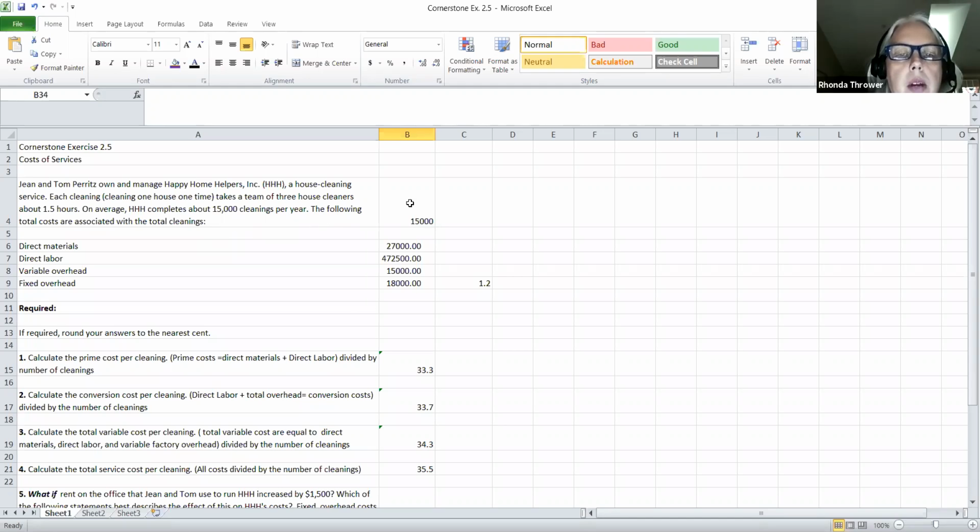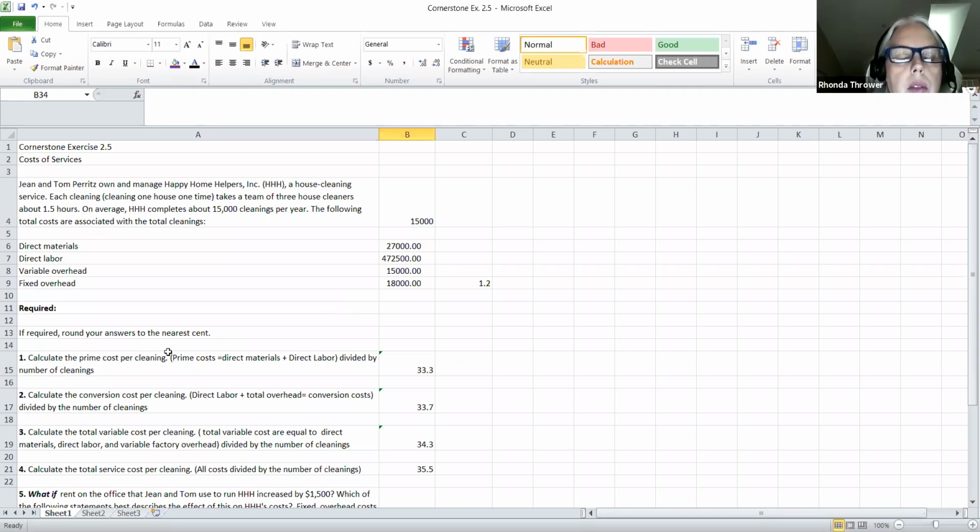And so I've put out here on a spreadsheet that there are going to be 15,000 cleanings. We're going to need that when we are solving for the answers to this problem. They have given us the direct materials cost, direct labor cost, and they've split the overhead down into variable overhead and fixed overhead.